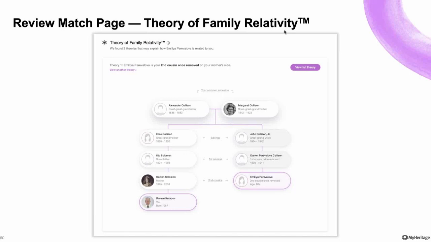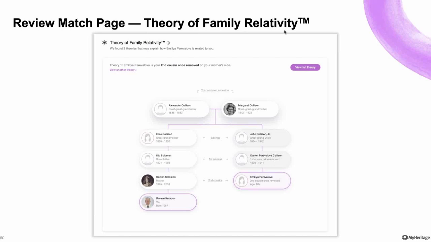So you need to judge for yourself and look at the theories thoroughly and make sure that once you have a hypothesis, a theory of how two people are related, you should always go back to the documentation and papers and try to confirm it as much as you can.